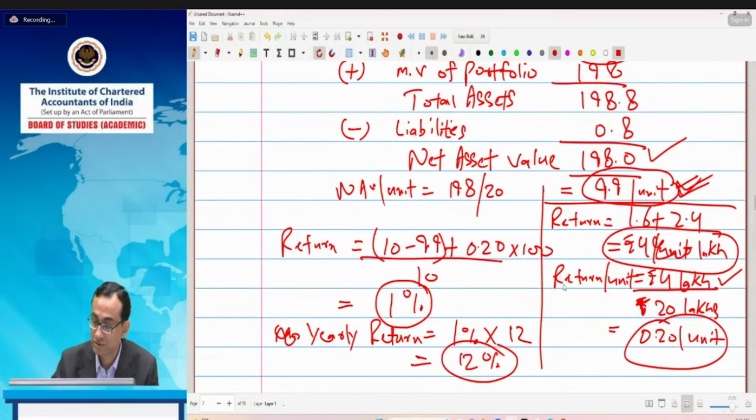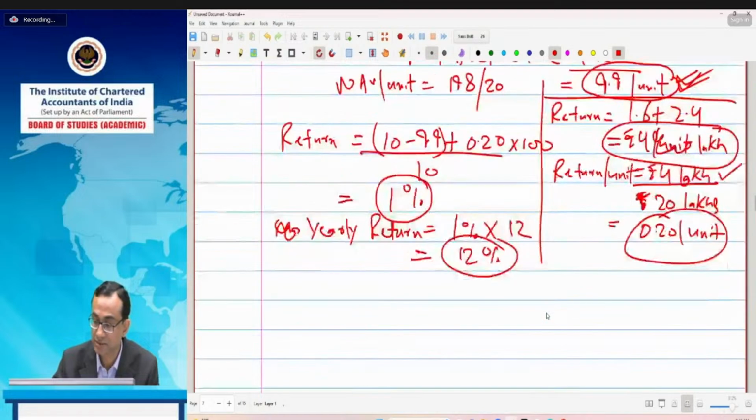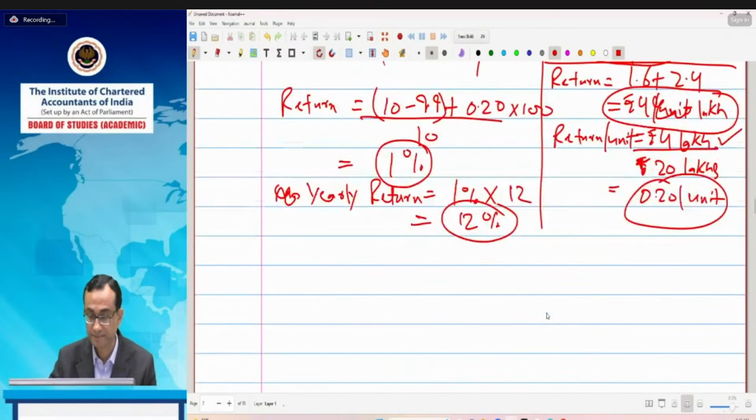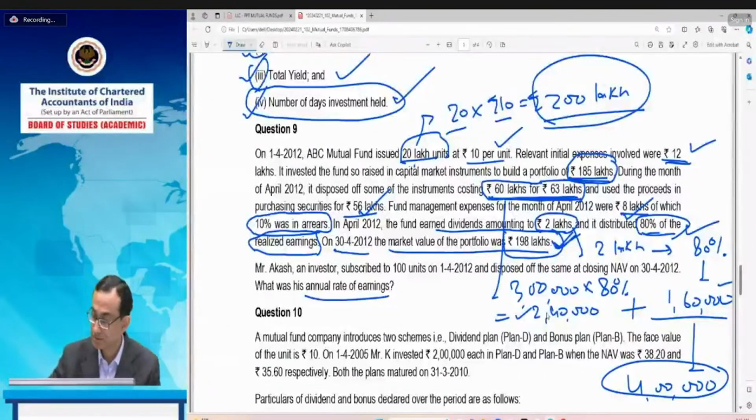Return is coming to 1%. Mansha, please check. This yearly return is coming to 12%. Okay. Now we will come to the next question, question number 10.